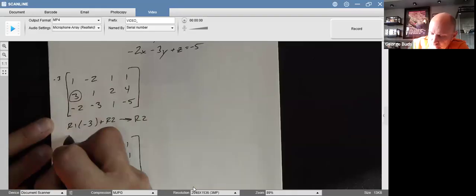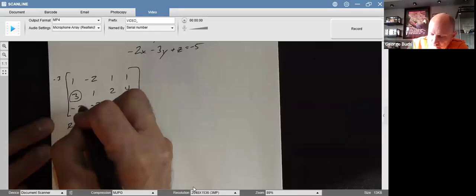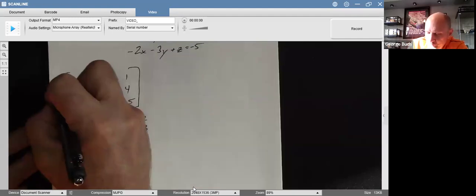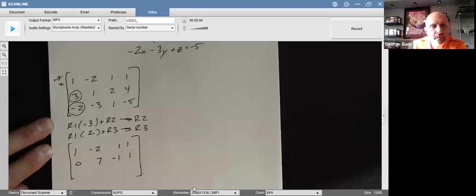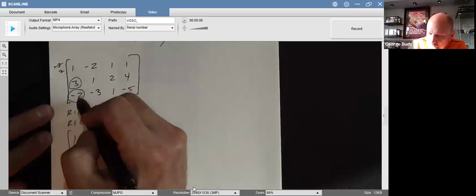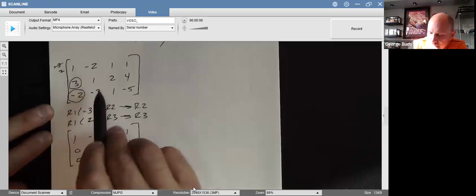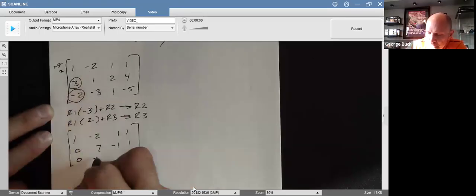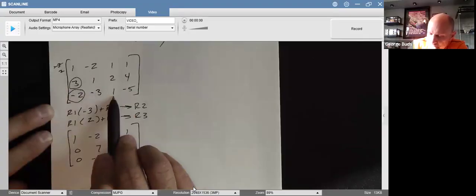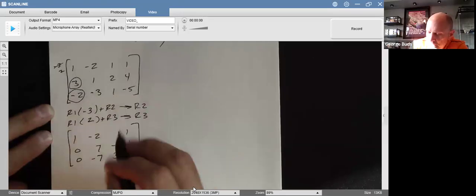Now I want row 1 times something plus row 3 to give me a new row 3. And I want to get a 0 down here where there's a negative 2, meaning I have to do what? I have to multiply row 1 by positive 2. So when I do that, 2 times 1 is 2, minus 2, 0. 2 times negative 2 is negative 4, minus 3 is negative 7. 2 times 1 is 2, plus 1 is 3. And 2 times 1 is 2, minus 5 is negative 3.